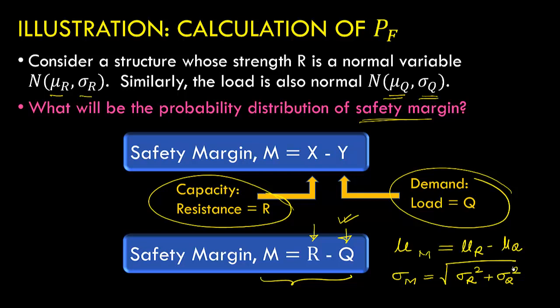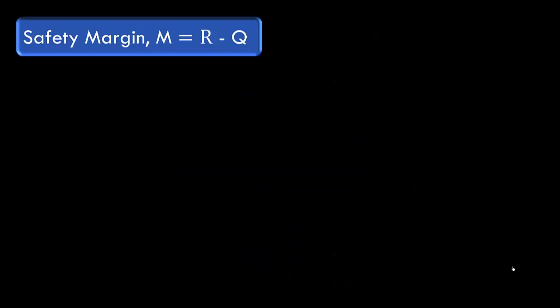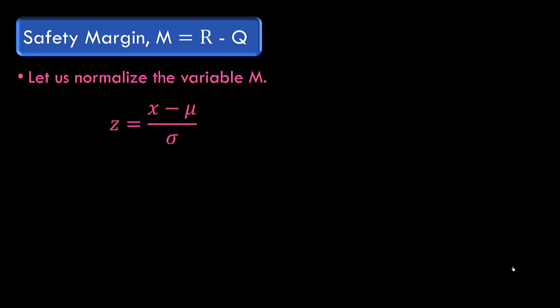Now once I know the mean and standard deviation for this safety margin M, we can calculate the probability of failure. And what was the first step for calculation of the probability of failure? That is, we have to normalize the random variable M. If you remember how we normalize any variable, if I have a random variable X, then I subtract the mean and divide by the standard deviation, and then I get the normalized random variable. So this is the common procedure used for normalizing a random variable.